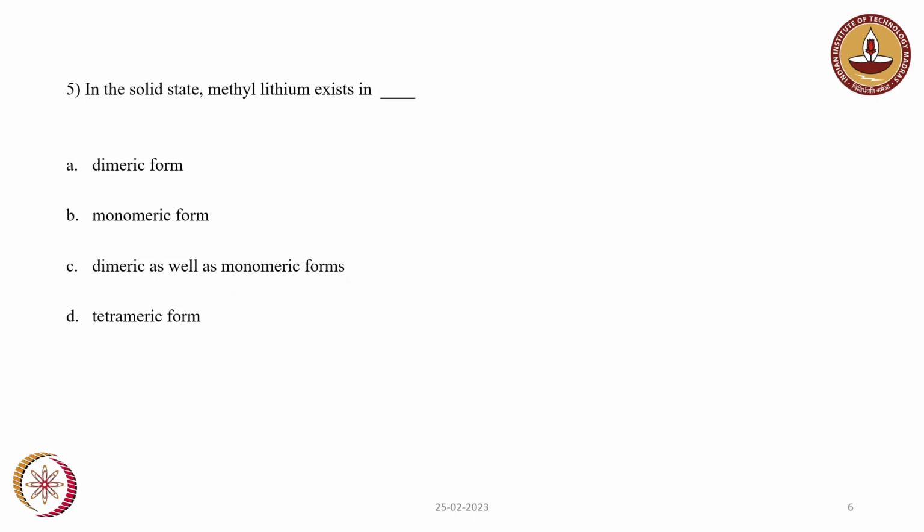So in the solid state, methyl lithium, LiCH3, exists in tetrameric form because it's considered as an electron deficient species, so it does association and forms tetramer, and it is synthesized as follows: 2 lithium plus CH3Cl or CH3Br, in dry hydrocarbons or dry ether. And it will give methyl lithium and lithium chloride.